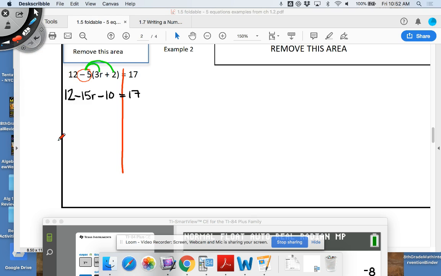So before I start moving stuff around, I'm looking at it like, oh man, I have 3 terms over here. And if I box in my r, well, at least I only have 1 box, so that's good. But what you notice is I have 2 lonely numbers on the same side. So before I start moving the lonely numbers to the other side, I'm going to combine like terms on this side. So what's 12 minus 10? 2. So I would get 2 minus 15r equals 17.